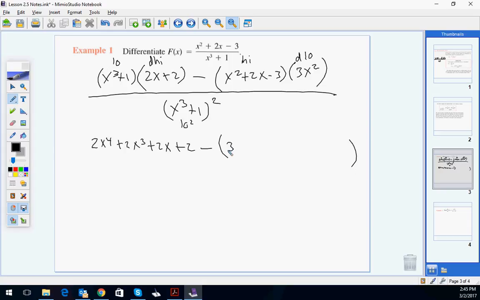3x to the 4th, 6x cubed, and minus 9x squared. You don't have to keep writing the bottom. We know what's down there. And we don't need to FOIL the bottom out yet. We may sometimes, but we want to leave it and see what happens on top first, like we did earlier for limits, where I said don't multiply that stuff in, see if stuff's going to cancel. So leave that be for a little bit until we get the top fully done.